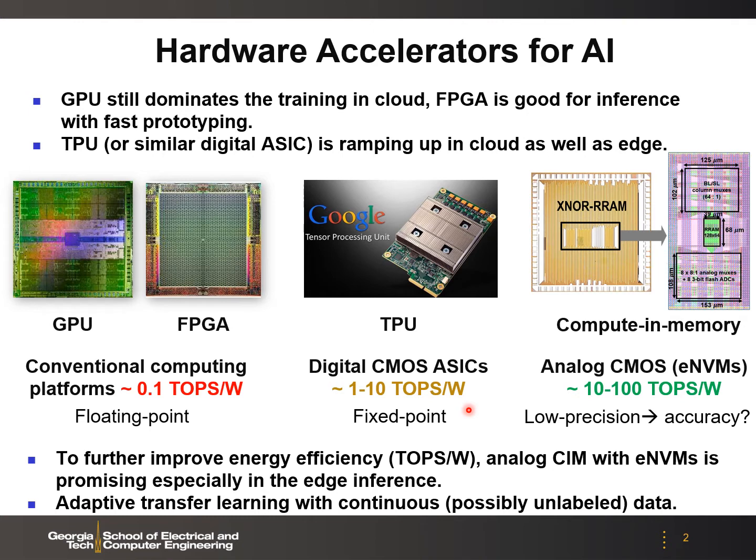If we want to further increase the energy efficiency to like 10 to 100 TOPS per watt, we believe that computing memory technology is a promising paradigm. So here we are going to use the analog computation within the memory array. The memory can be CMOS, like SRAM, or the emerging non-volatile memories. And then we have to embrace the low precision computation. And then the question is, can we achieve the same accuracy as the digital platforms? We are going to discuss those issues in the presentations today.